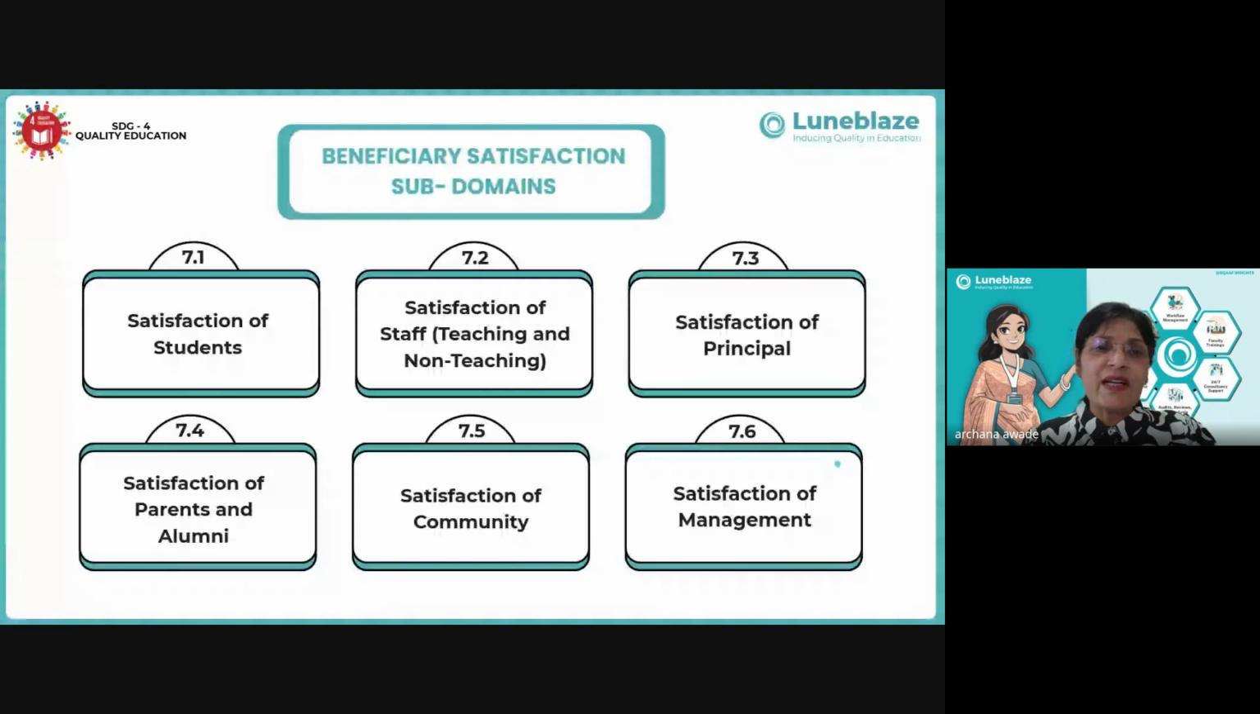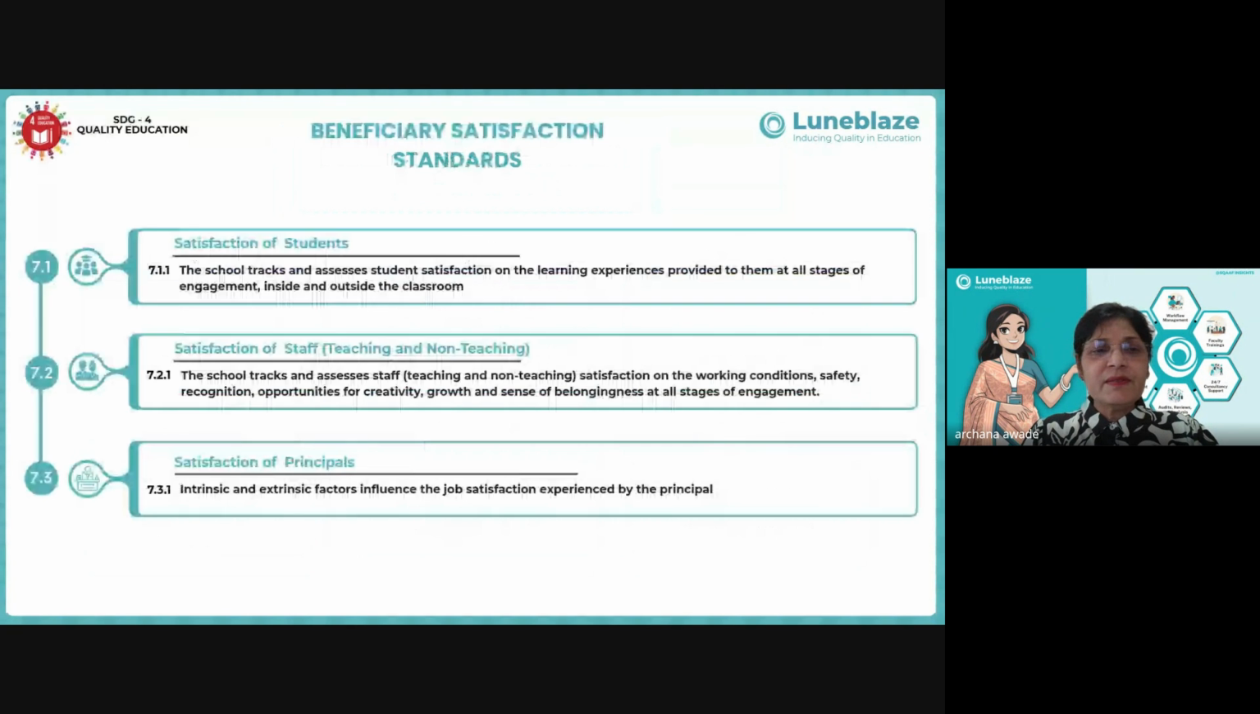is on track. So beneficiary satisfaction is not about one group alone, but about weaving together the experiences of all the stakeholders. These are all the subdomains, and satisfaction of all these stakeholders contributes to the beneficiary satisfaction factor of your school and this area of your school. Let's move on.